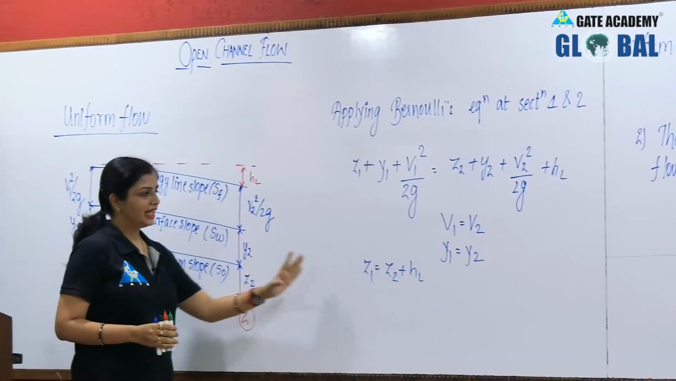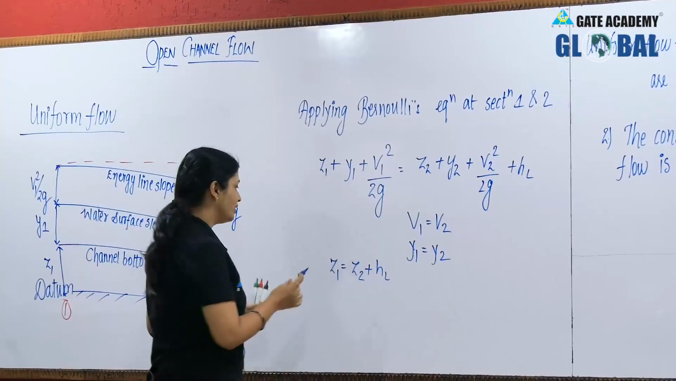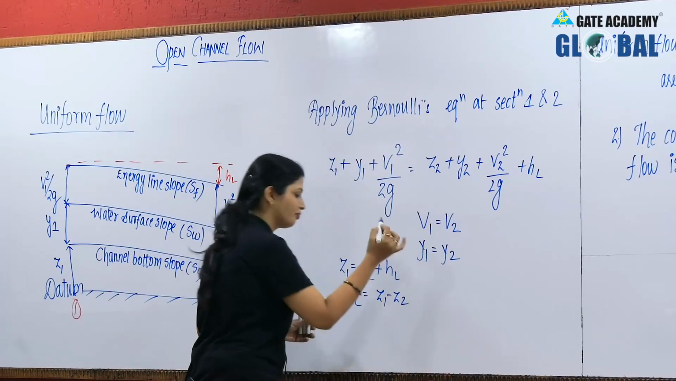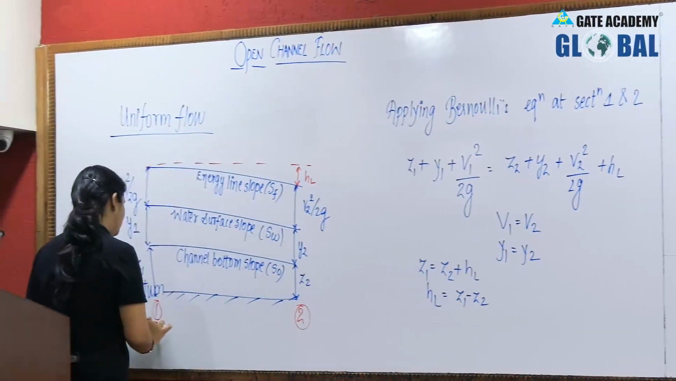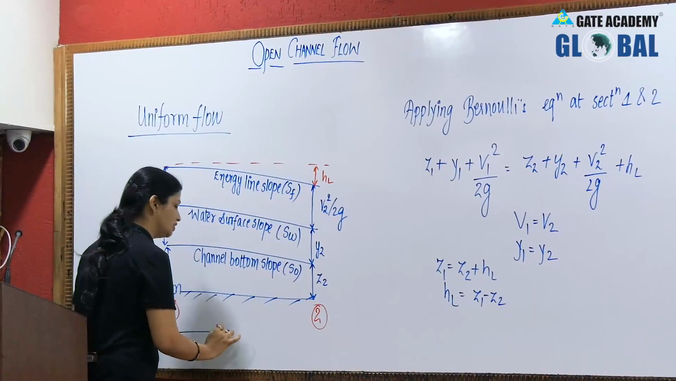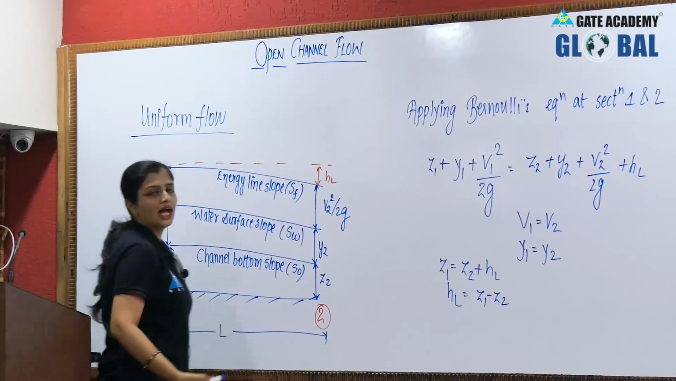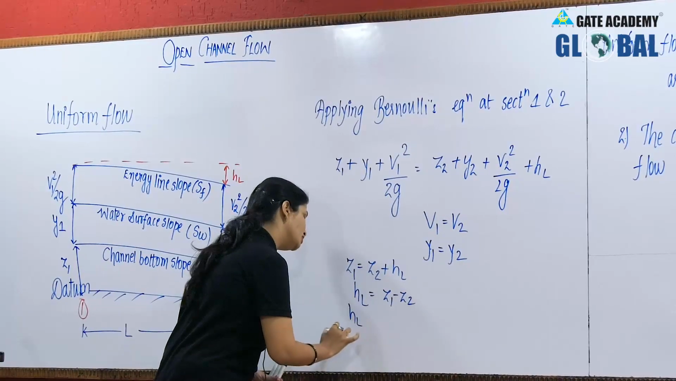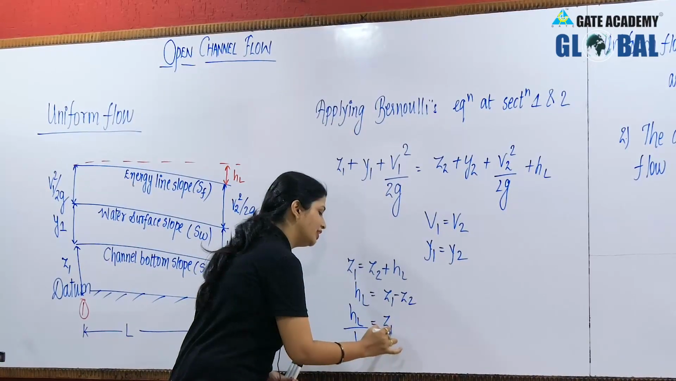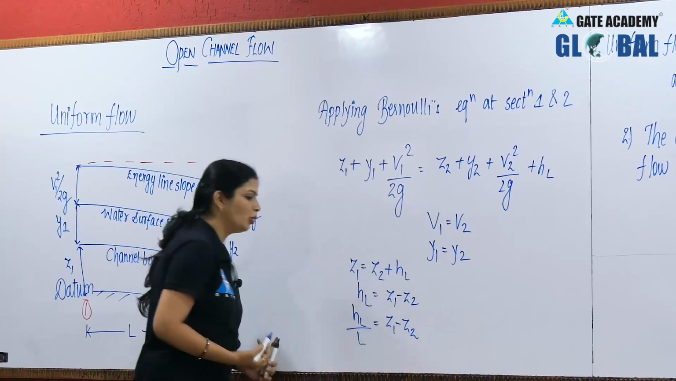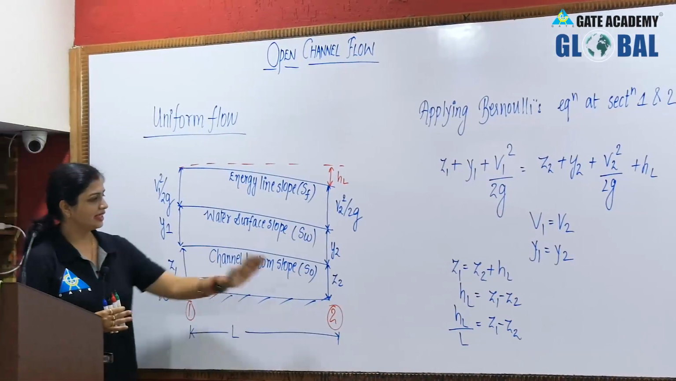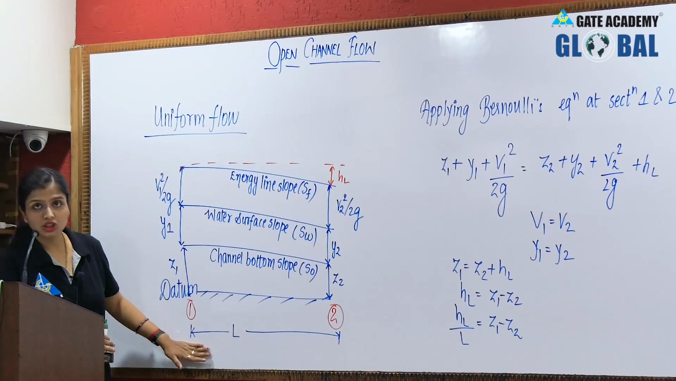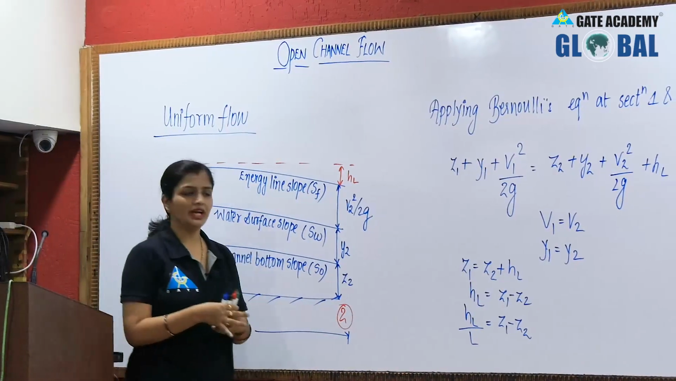Now, Z1 is equal to Z2 plus head loss. I can write it as head loss is equal to Z1 minus Z2. Now, suppose the distance between these two sections is L, and I divide by L on both sides. So, HL by L is equal to Z1 minus Z2 divided by L. What will this give you? This will give you the slope. And what is this slope? This slope is your S0.